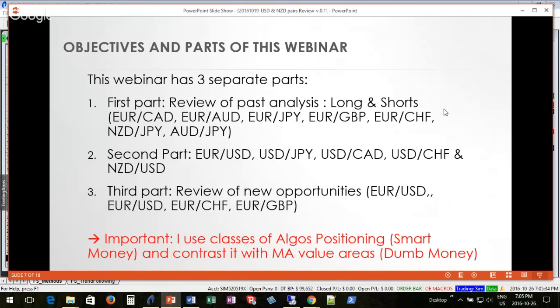Now, I use classes of algorithms. Particularly, I study classes of algorithms which I call smart money, and how they're positioned in all time frames. And I contrast that with moving average value areas that I call dumb money. It is my belief that these areas are particularly followed by non-professionals, but they can be very, very strong, although the actual final direction of price is defined by how algorithms are actually positioned. I wanted to say hello everybody, thanks a lot for joining.